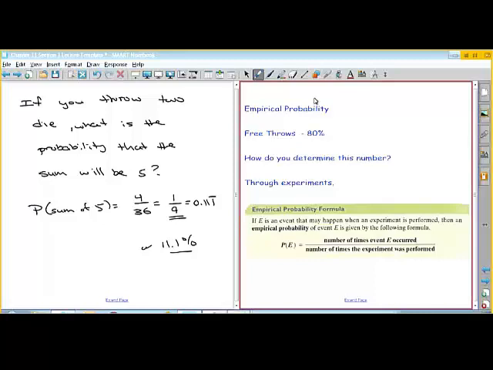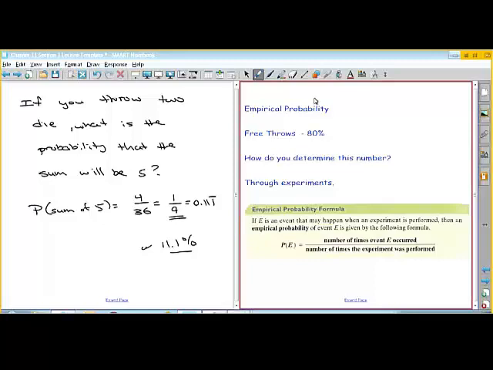So again, if you were a statistician for a basketball team and you get to the end of the season, his free throw percentage is basically his empirical probability of making a free throw, because at that point he's taken a lot of them. So instead of the number of events, it's still the same ratio of favorable events to the total number of events, or in this case, experiments performed.